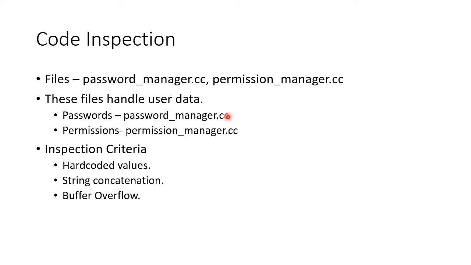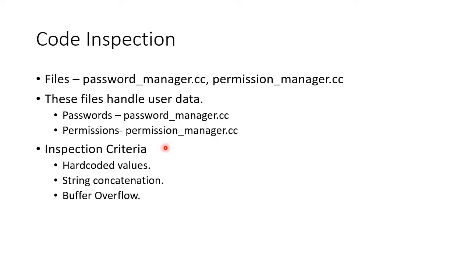Coming to the code inspection, we have chosen two files: the password manager.cc and the permission manager.cc, for inspecting the code. These two files deal with sensitive information, that is, the user's data. The password manager.cc deals with the user passwords, and the permission manager.cc file deals with the permissions from the users, like accepting these permissions or managing them.